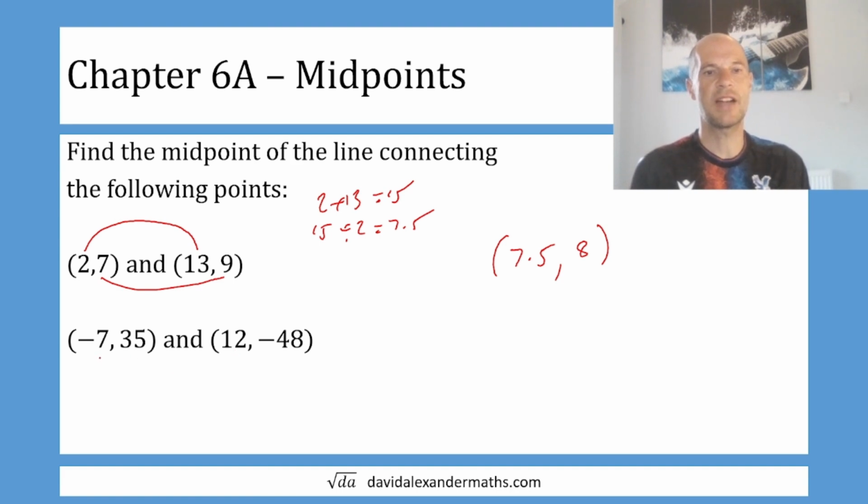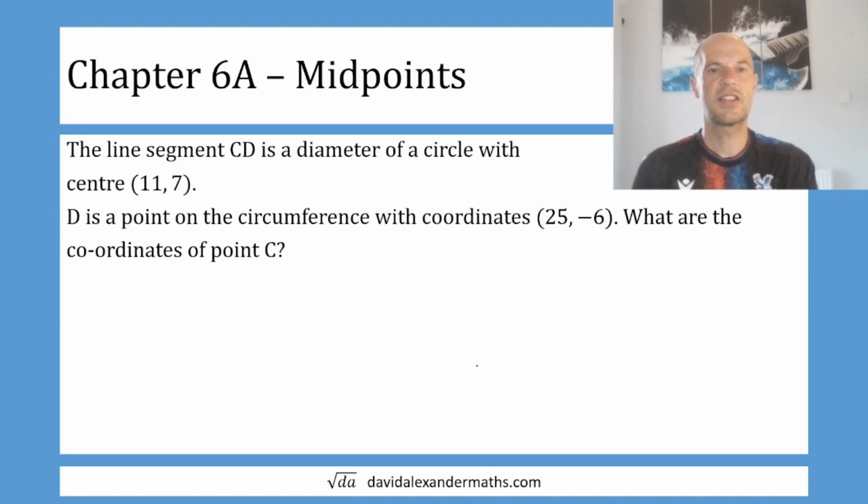So again, I'm going to add these two numbers together. 12 plus negative 7 is 12 take away 7, which is 5. Half that, that's 2.5. And for these two, we need to add 35 and negative 48, which is the same as doing 35 minus 48, and 35 take away 48 is negative 13, and if we half that we get negative 6.5. There we go.